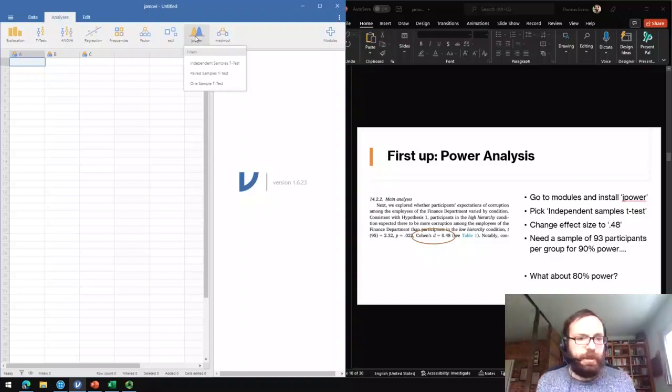Well, if we're trying to look at the difference in mean scores between two groups, and these are independent groups, so each participant was randomly allocated to a group rather than completing both conditions, then we have an independent samples t-test.